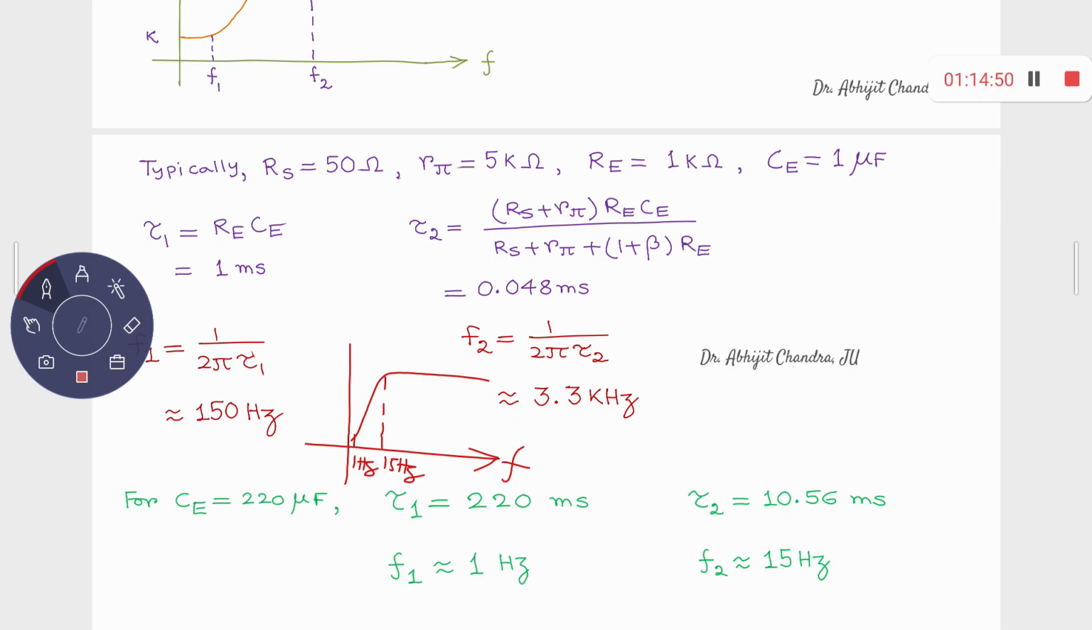In the exam you'll find questions like this: why are the coupling capacitors taken in the range of microfarad? Why are the bypass capacitors taken in the range of hundreds of microfarads? Why are the load capacitors taken in the range of picofarads? Why not the other way around? These are the reasons. Why can you not afford to take CC in the range of picofarad? Why can you not afford to take CL in the range of microfarad?